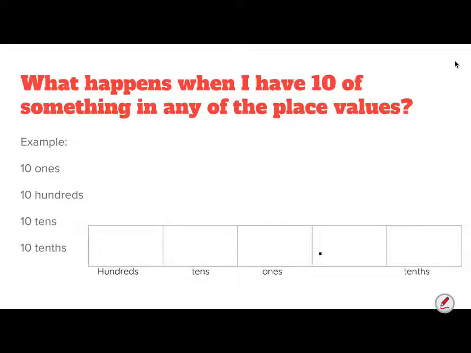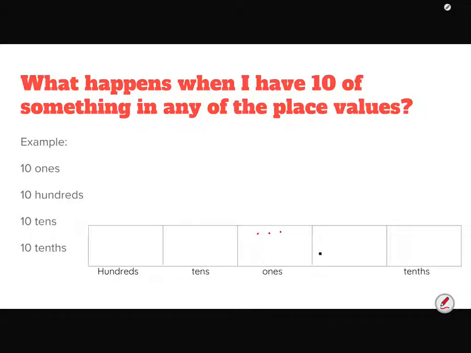Okay, one other thing is what happens when I have 10 of something in any of the place values. So for example, if I have 10 ones, I can't put the number 10 in the ones place. That's too many. Our number system is base 10. So anytime we have 10 of something, we need to regroup. I would take 10 ones and put them together and make one 10. Okay? So I would regroup. 10 ones looks like this. I have 1 ten and 0 ones. So 10 ones is 10, which is 1 ten and 0 ones.